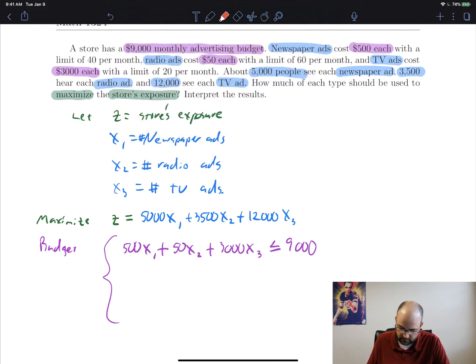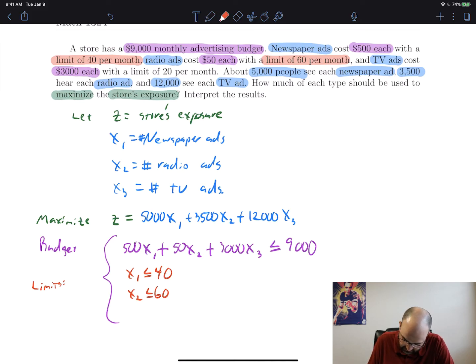Awesome. So we have a limiting factor of the budget, and we also have another limiting factor here, and that would be the number that you can run per month. You just can't keep running ads over and over and over, right? There's a limit. So for the limits, I'll just use red for each one of those. For newspaper ads, there is a limit of 40 per month, which means x1 has to be less than or equal to 40. For radio ads, there is a limit of 60 per month, which means x2 is less than or equal to 60. And TV ads have a limit of 20 per month, so x3 is less than or equal to 20.